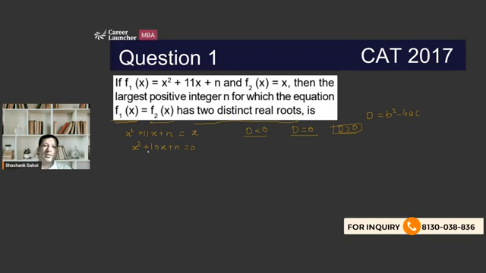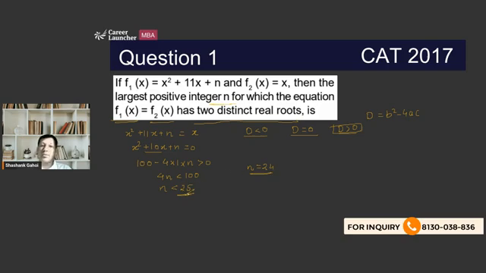So basically b square. What is the value of b? That is 10, so b square is going to be 100, minus 4 into a into c. That should be greater than 0. So I can say that 4n should be less than 100, so n should be less than 25. It can be any number that is less than 25, but it is talking about the largest possible integer, so the largest possible integer is going to be n equal to 24.